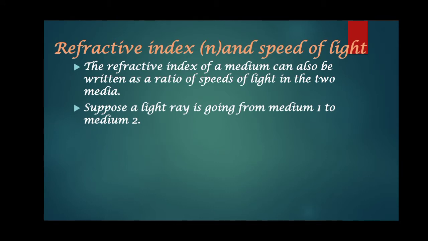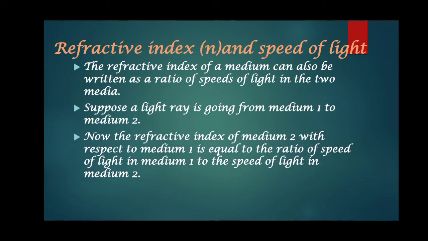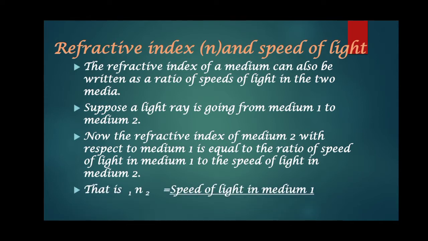Suppose a light ray is going from medium 1 to medium 2. Now, the refractive index of medium 2 with respect to medium 1 is equal to the ratio of the speed of light in medium 1 to the speed of light in medium 2. That is, the refractive index of medium 2 with respect to 1 is equal to the speed of light in medium 1 by the speed of light in medium 2, which is also equal to v1 by v2, where v1 and v2 are the speeds of light in the two media.